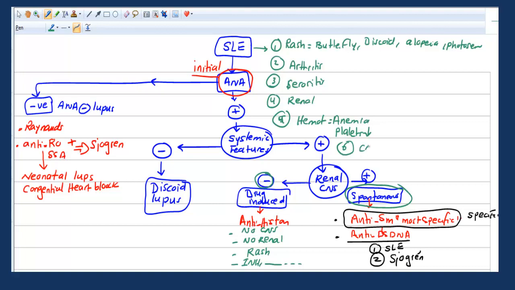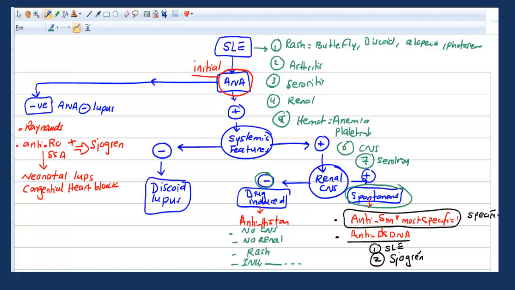We talk CNS like seizure and psychosis. 7. What else in 7? I think that's it. Why? Because they mentioned 7 and 6 as serology. So you can say 6 CNS and 7 serology.